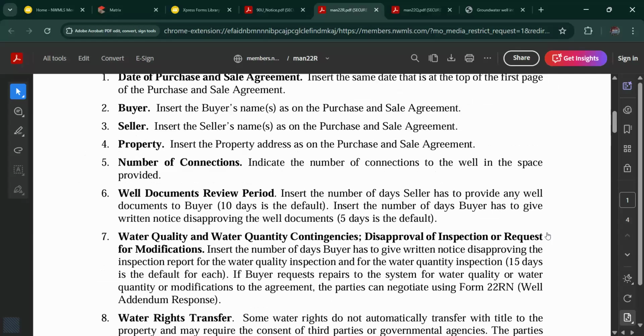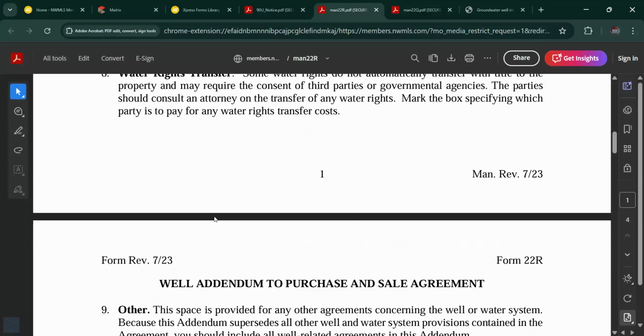Next, well documents review period. Insert the number of days seller has to provide any well documents to buyer. 10 days is the default. Insert the number of days buyer has to give written notice disapproving the well documents. 5 days is the default. So let's look at that.